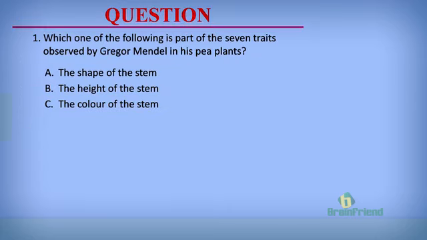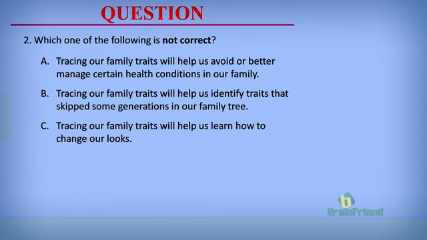Before we end today's class, I'd like us to take this question. Which one of the following is part of the 7 traits observed by Gregor Mendel in his pea plants? A, we have the shape of the stem. B, the height of the stem. And C, the color of the stem. If you remember those 7 traits, the correct answer here is the height of the stem. We had short stems or tall stems. So we had a short pea plant or tall pea plants.